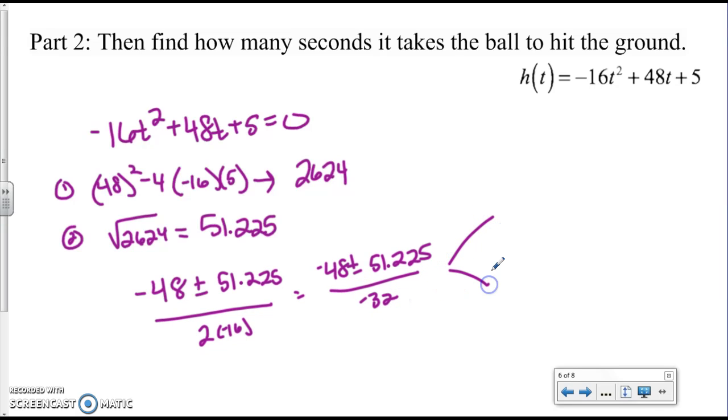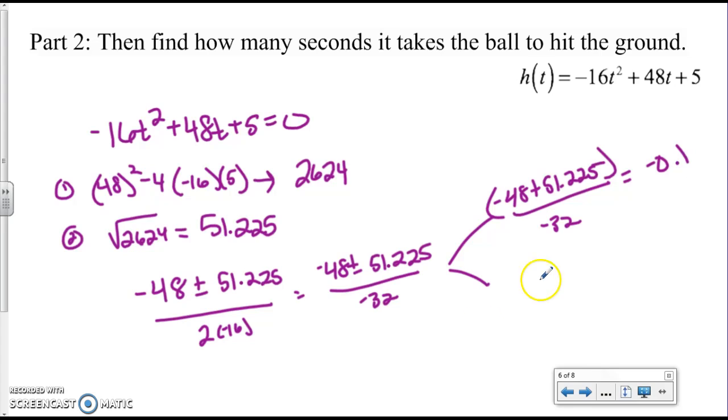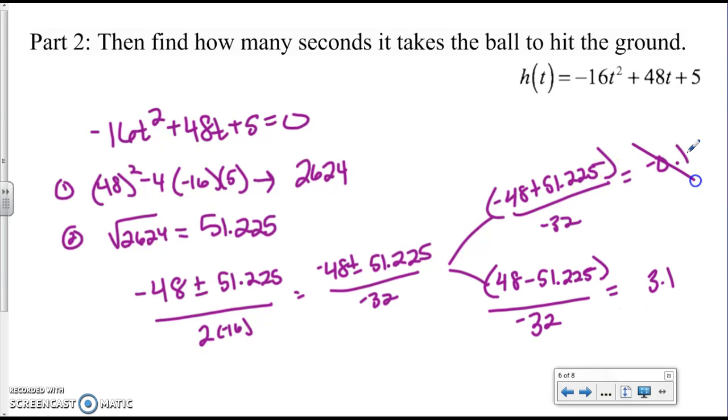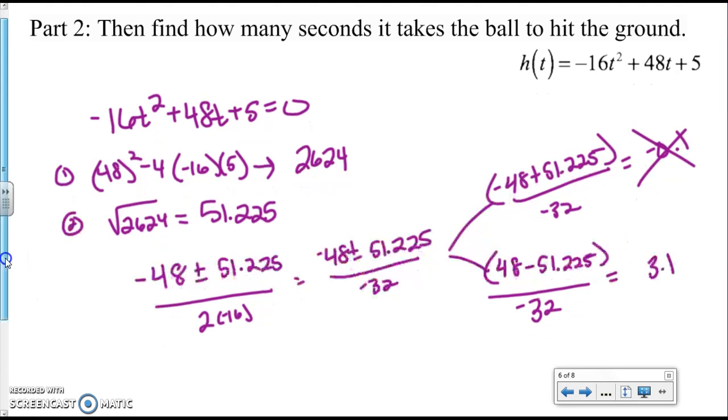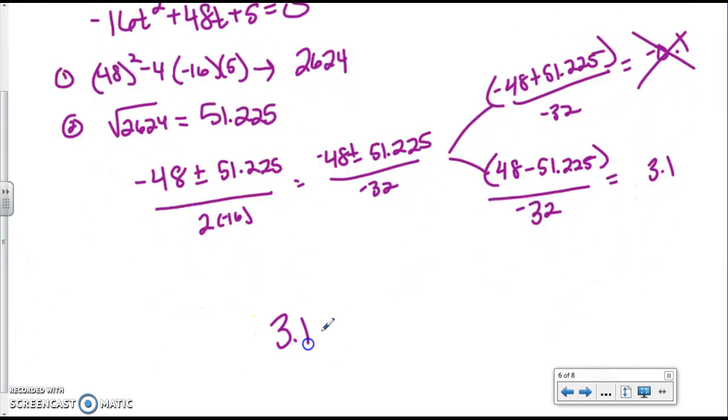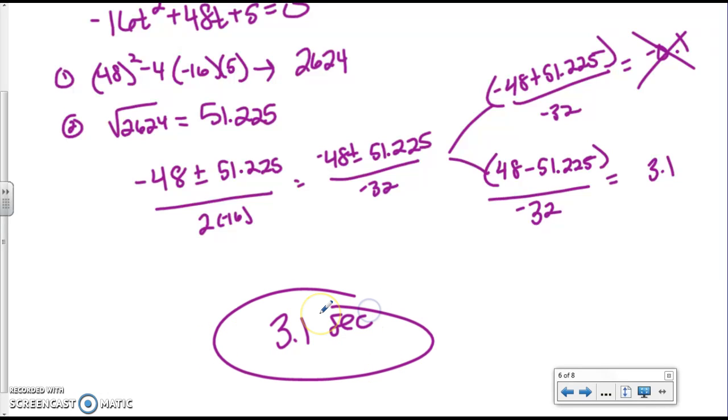And then when I split it into 2 parts, and type it in my calculator, I get a decimal for the first one. I get negative 0.1, but it's negative. For the second one, when I type this in the calculator, I do get a positive decimal, which is 3.1. Okay? Eliminate that because we can't have negative time, so how long does it take for it to reach the ground? It takes 3.1 seconds. And that's your final answer.